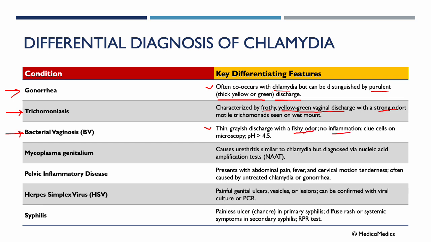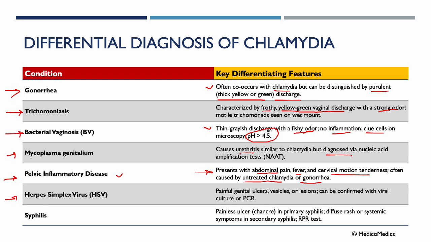No inflammation, and if we look under the microscope, we will find clue cells, and also an elevated pH. Mycoplasma genitalium causes urethritis similar to chlamydia, but is also then diagnosed with nucleic acid amplification tests. Pelvic inflammatory disease presents with abdominal pain, fever, and cervical motion tenderness, and it is actually often caused by untreated chlamydia or gonorrhea.